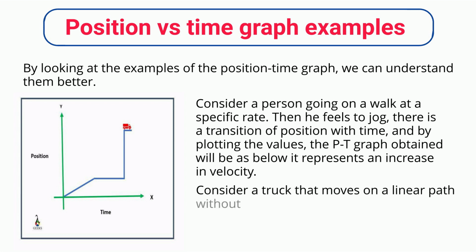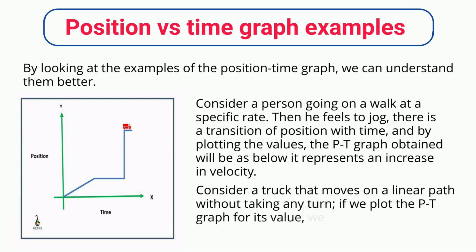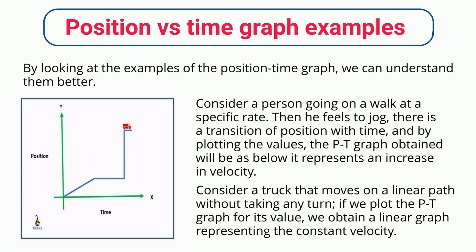Consider a truck that moves on a linear path without taking any turn. If we plot the PT graph for its values, we obtain a linear graph representing the constant velocity.